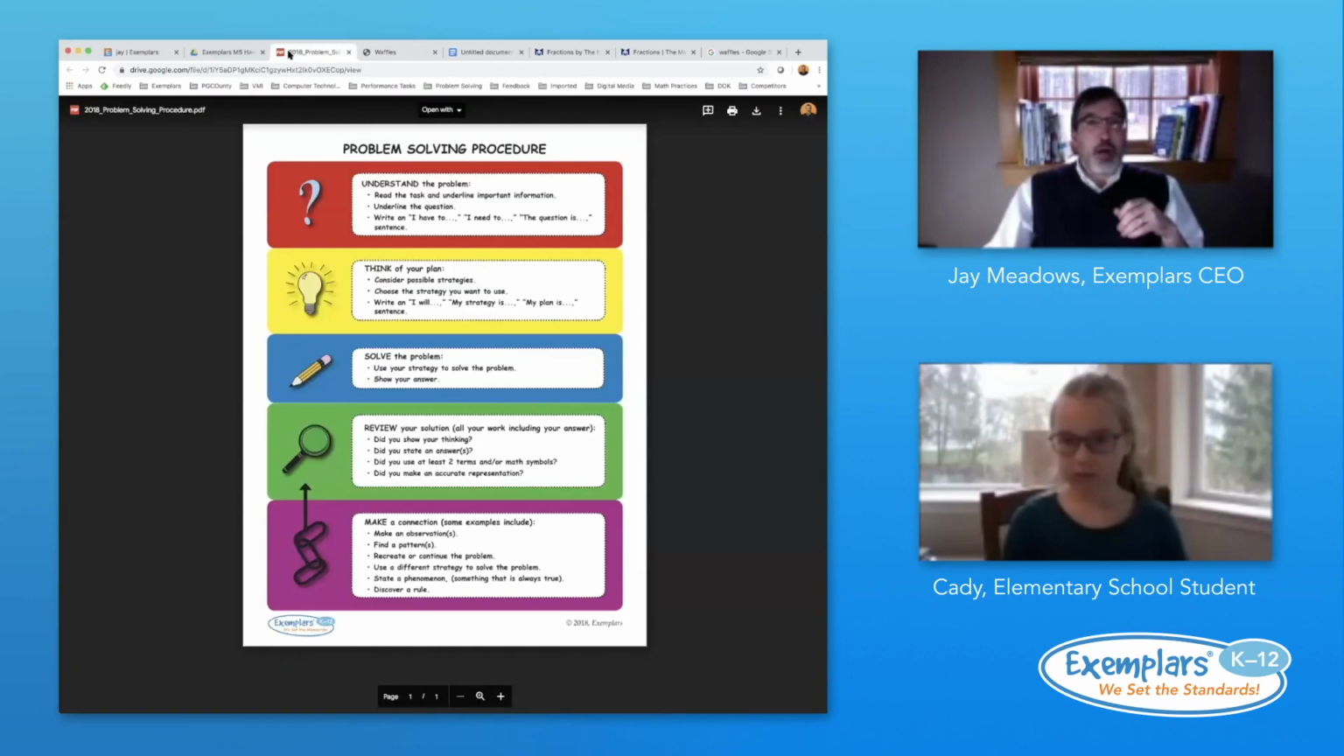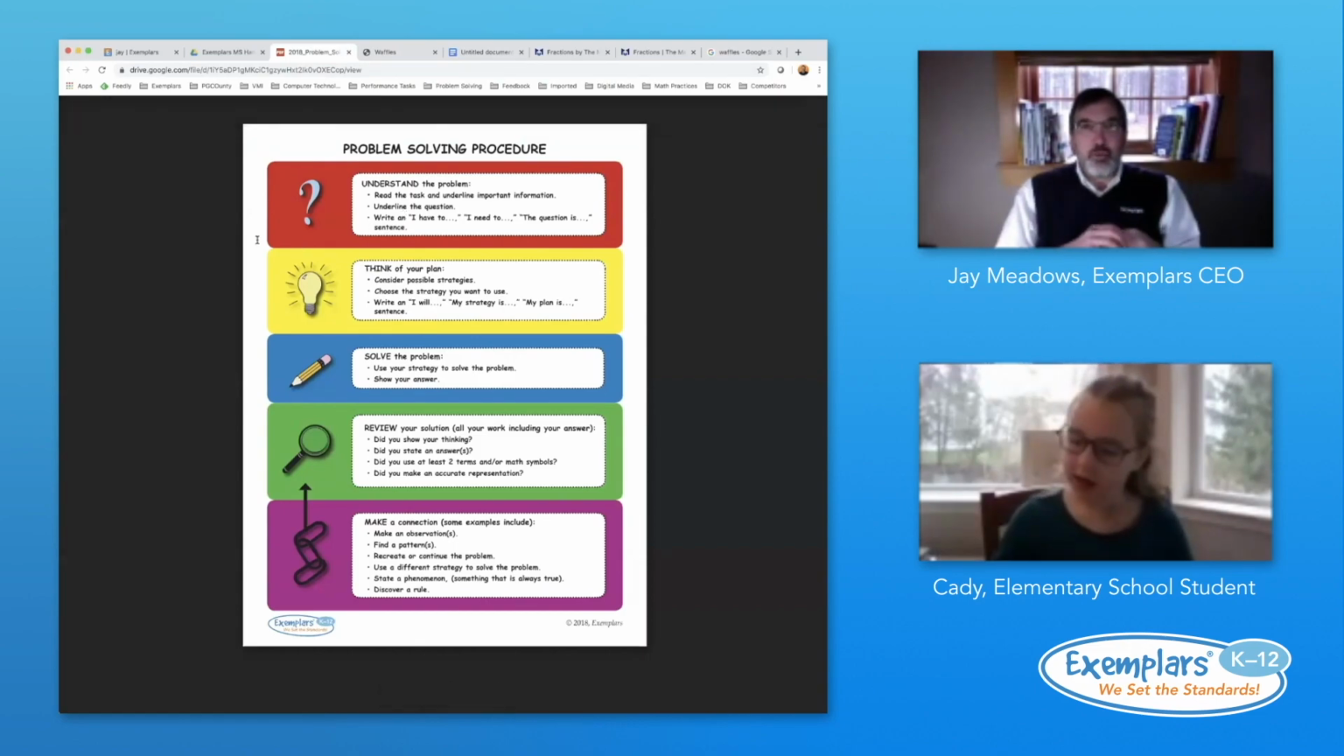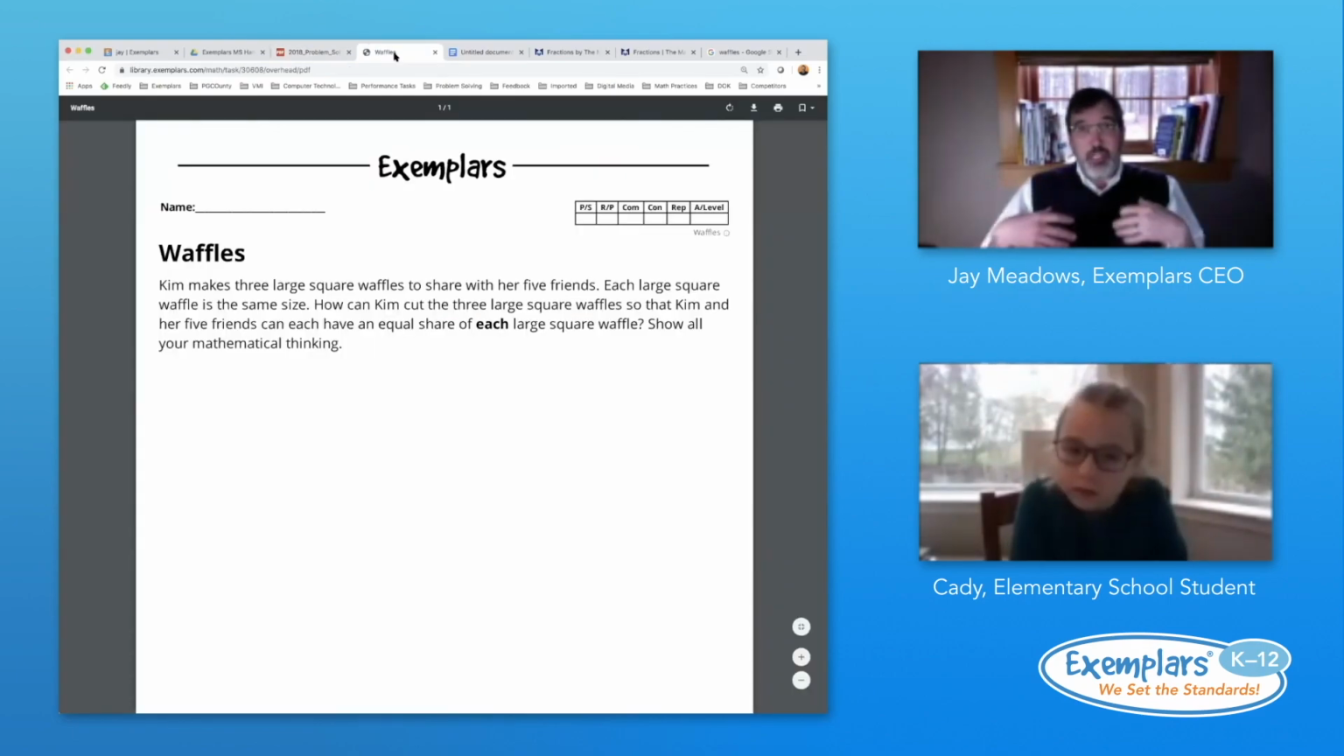Do you remember our problem solving procedure? Do you remember what the first section tells us to do? Understand the problem. That's right. And that's what the 3 reads are going to help us do, okay? For the first read, I'm actually going to read it to you, okay? Okay. I want you, when I'm done, to tell me in your own words what you think this problem is about.